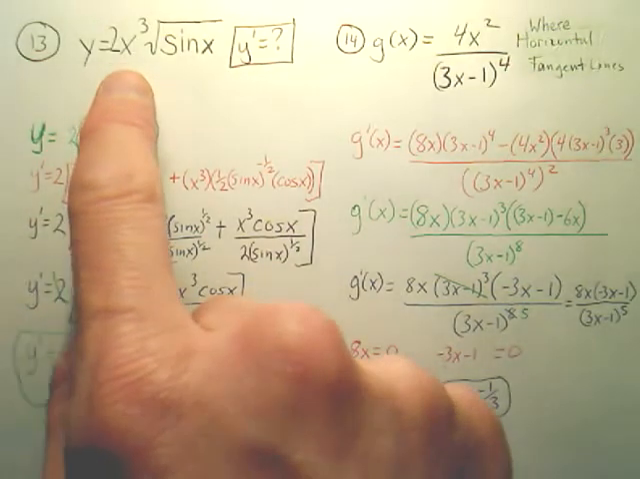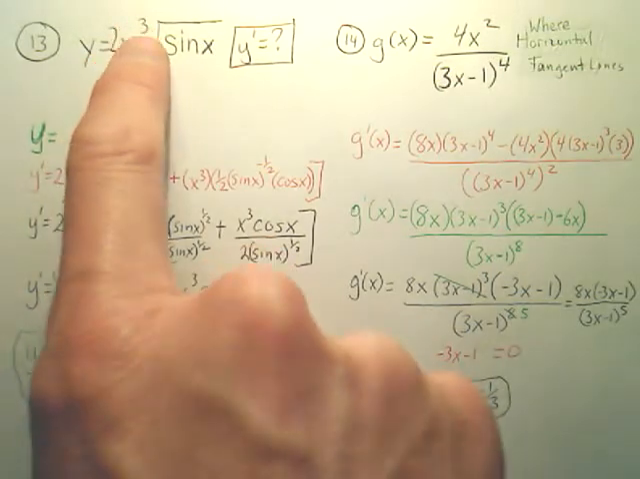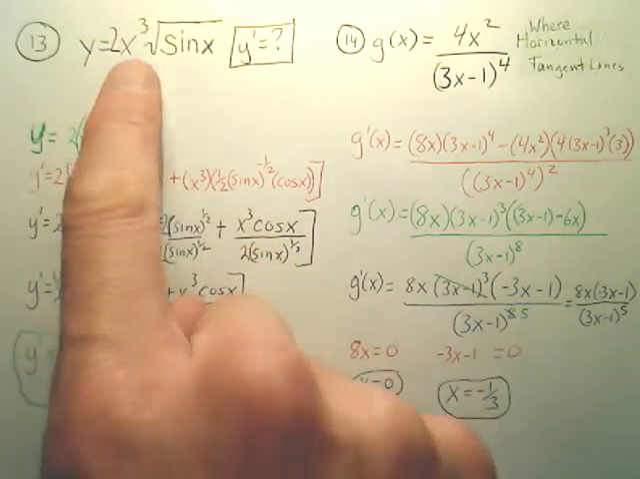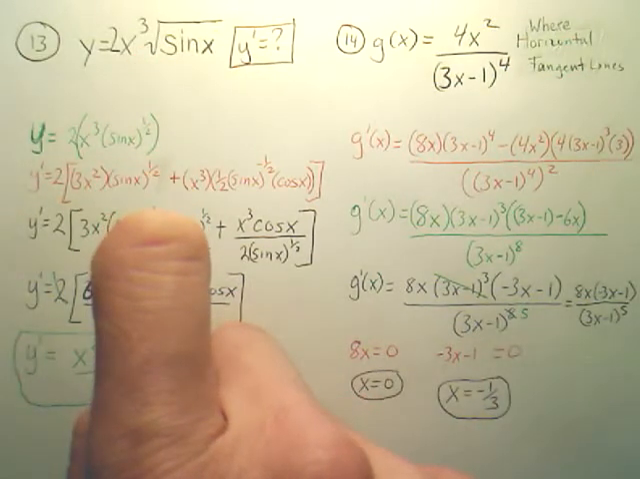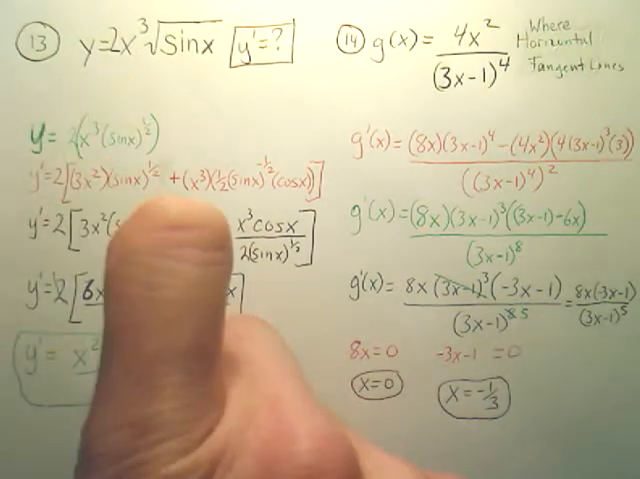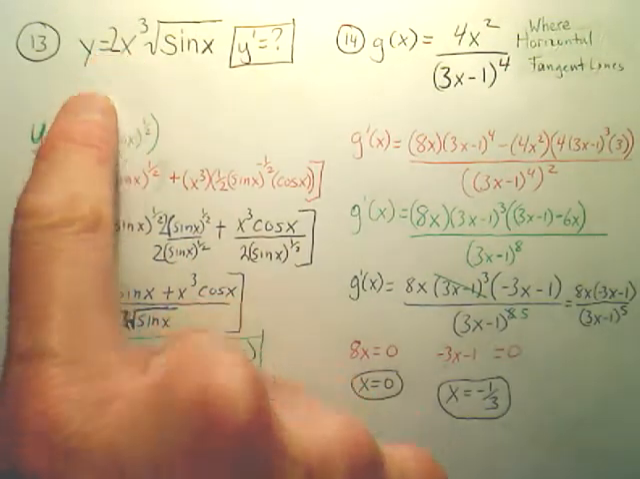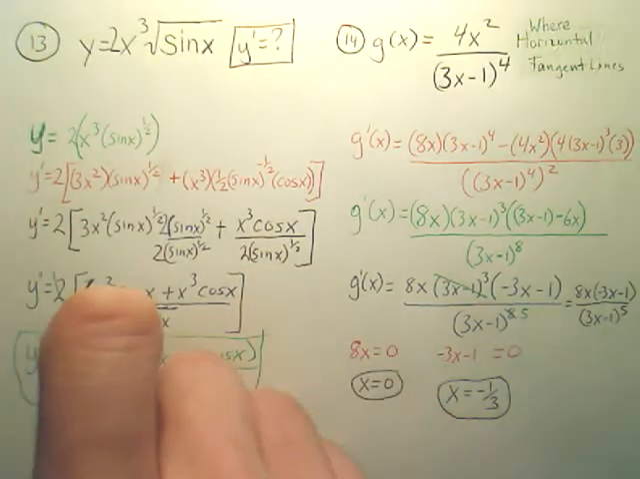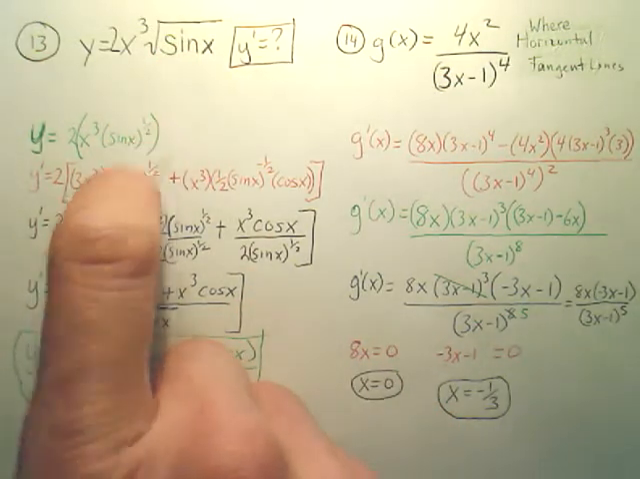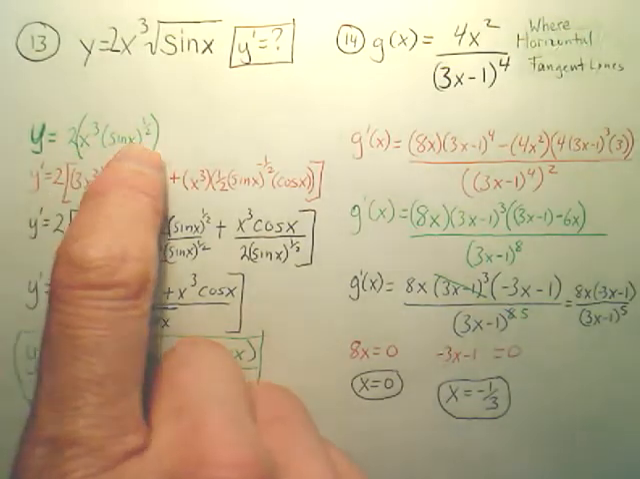Alright, if I want to derive this, it's 2x to the third, that's not a cube root, times the square root of sine x. So what you see here is a product rule with a quotient involved. First thing it looks like I did here is I pulled the 2 out altogether, and then I rewrote the square root as a 1/2, and I put the 1/2 outside. Then what you see here inside, I think I did product rule.